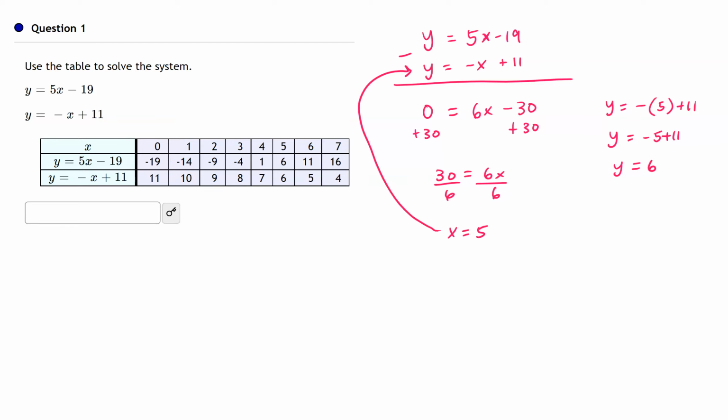So what you're doing is you are looking for the x value that would give you the same y value in both equations, and that is happening right here. This tells us that if I plug in 5 into both of these equations, my output is going to be 6, and therefore my final solution to this is 5, 6. And that is how we would do this question.